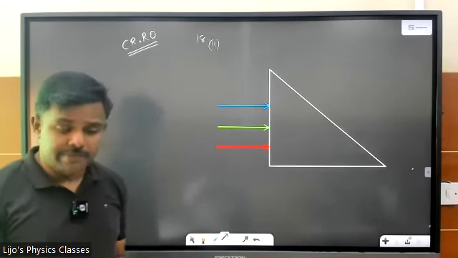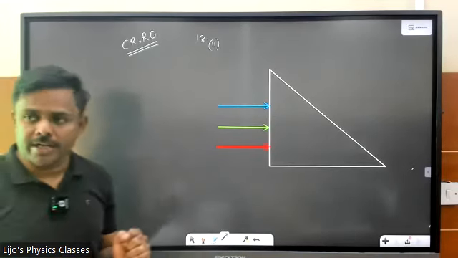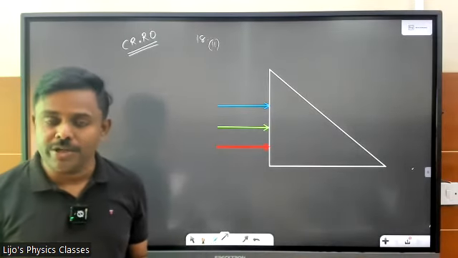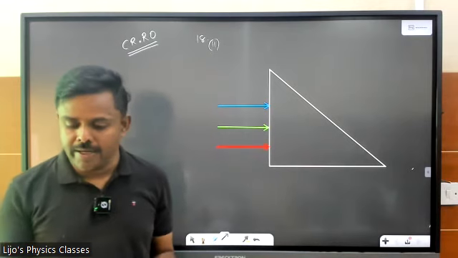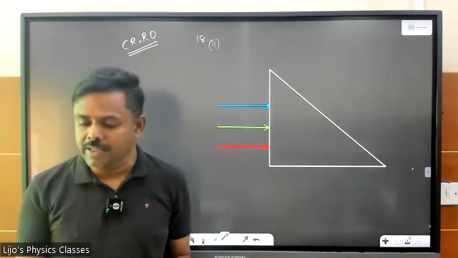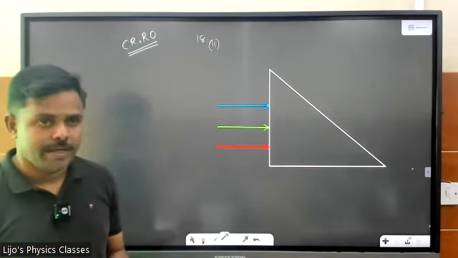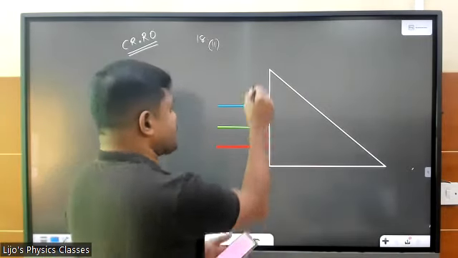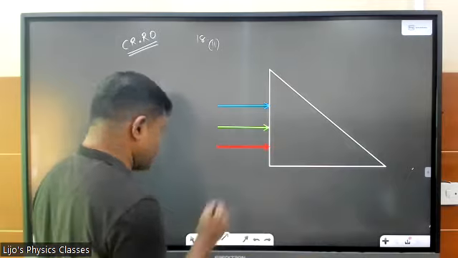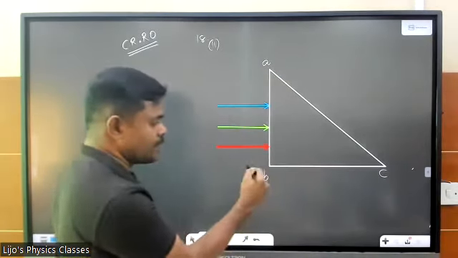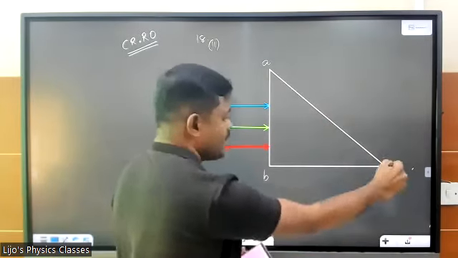So we have a question from this paper, question number 18, subsection 2. Can you read the question? Three light rays, red, green, and blue, are incident on the right-angled prism ABC at face AB. Okay, so this is the prism ABC. This face is AB, this face is BC, and the last one is AC.